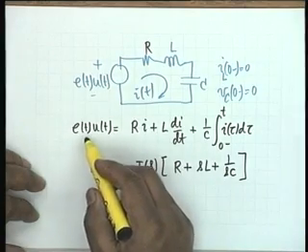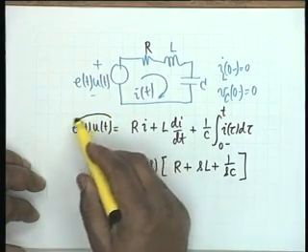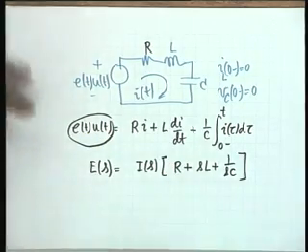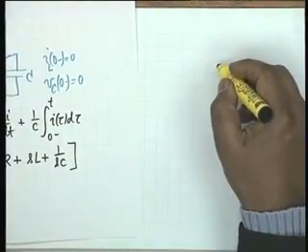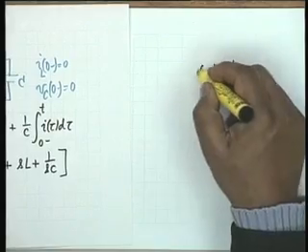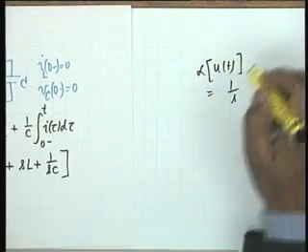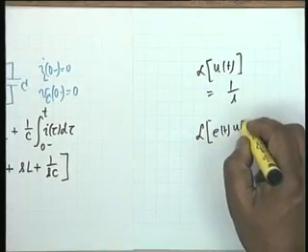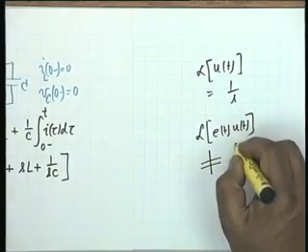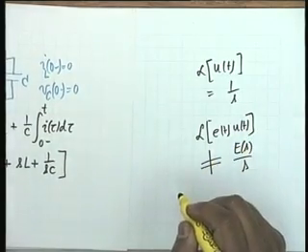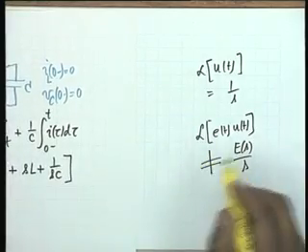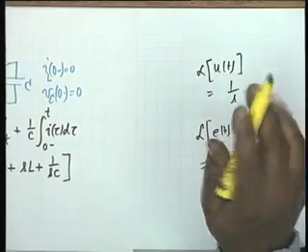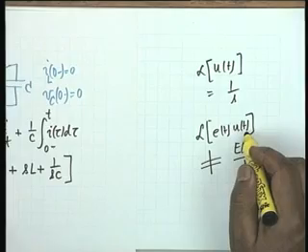No, we are making E of S represent, we do not know what is E of t. I think this requires a bit of consideration. You see, Laplace of u of t is equal to 1 over S. Laplace of a general function E of t, u of t, is not equal to E of S by S. No, it is not. There is a problem. If E of t is a constant, yes, capital E by S, but not otherwise.